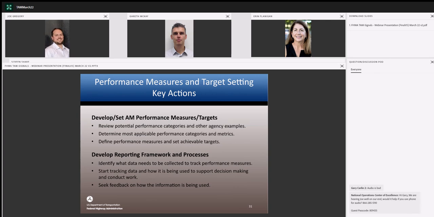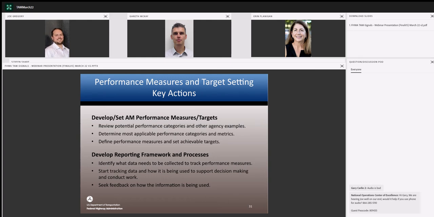So a quick review on performance measures and target setting. It's important to think about what performance measures and targets are important to you, which ones you can manage to, and make sure you define those early in your process and set achievable targets. In terms of developing a framework and a process, you'll need to think about what data would be needed to be collected and tracked to actually report against those performance measures. So there needs to be the ability to do that, and we need to understand those implications.